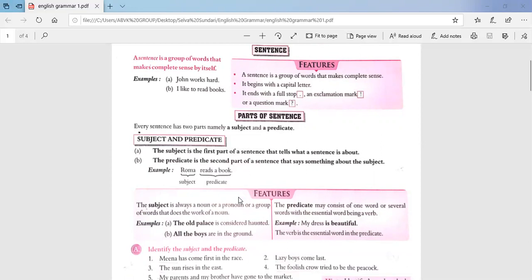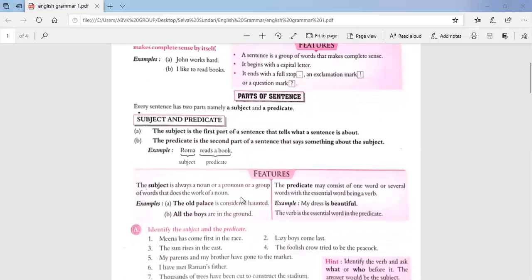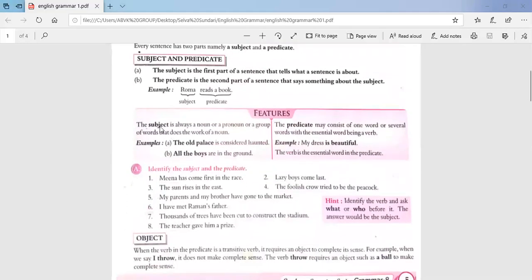Next, what are the features of a subject and a predicate? The subject is always a noun, a pronoun, or a group of words that does the work of a noun. Subject is always a noun or pronoun or a group of words. The old palace is considered haunted. Here it is telling about what? The old palace. So this is the subject. The remaining, is considered haunted, is a predicate.